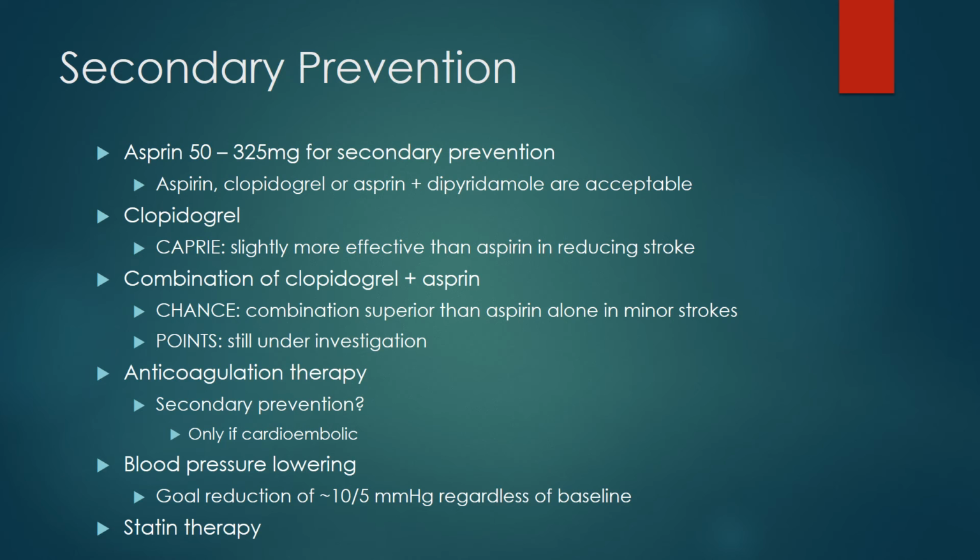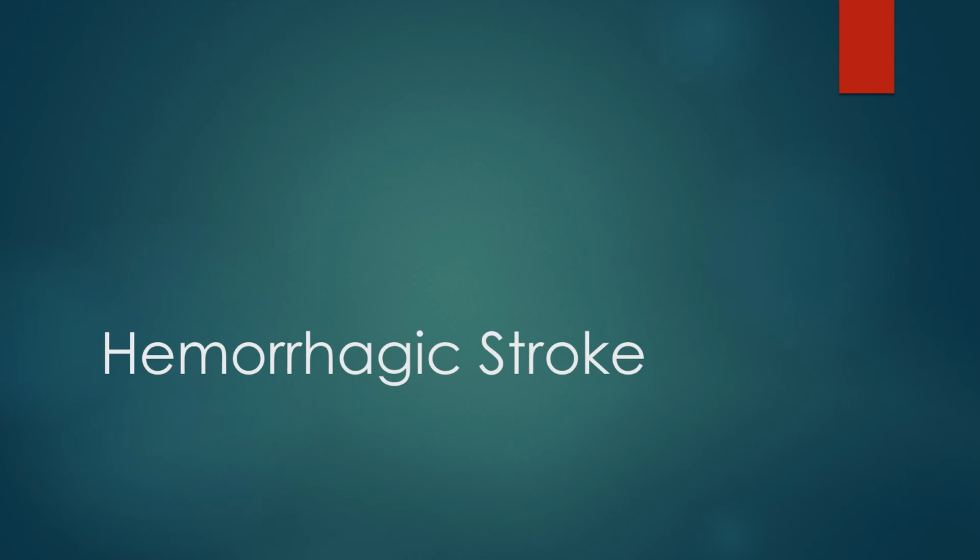For anticoagulation therapy, we don't necessarily use it strictly for secondary prevention, only if there's a cardioembolic risk with the patient. So an example of this would be a patient in AFib. The guidelines also recommend lowering of blood pressure regardless of what the patient's baseline blood pressure is. So that goal reduction of about 10 millimeters of mercury over 5 is what they recommend, and also statin therapy for these patients. All right, we're on to hemorrhagic stroke now.